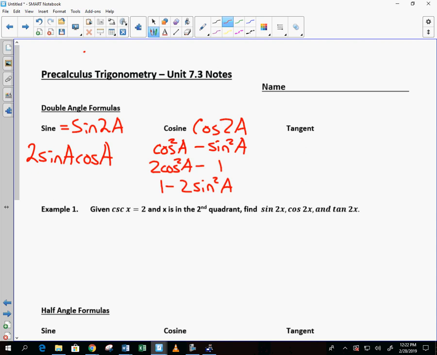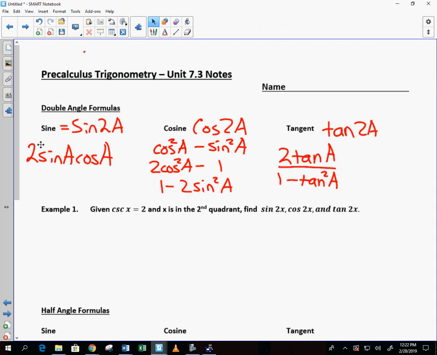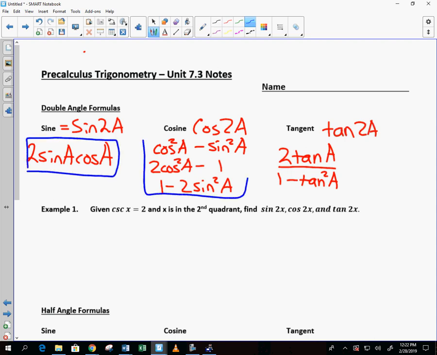For tangent, we get this. Tangent of a double angle is 2 tangent of a over 1 minus tangent squared of a. Now, I want to give you things that you're going to use later on in calculus and calculus 2. The stuff that you won't use, I'll get rid of that. How's that? We use these later on in math.